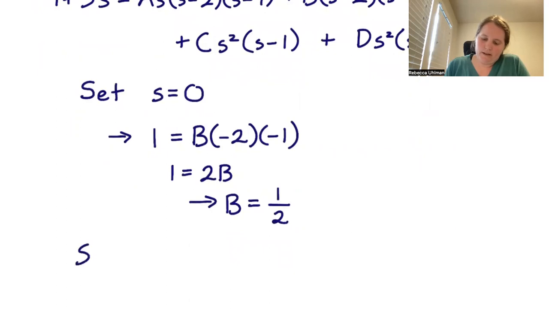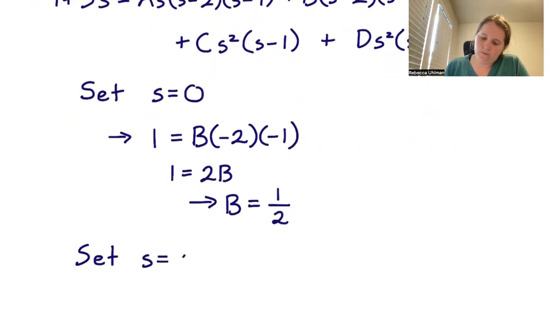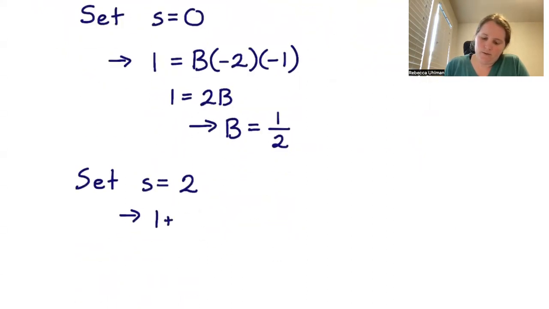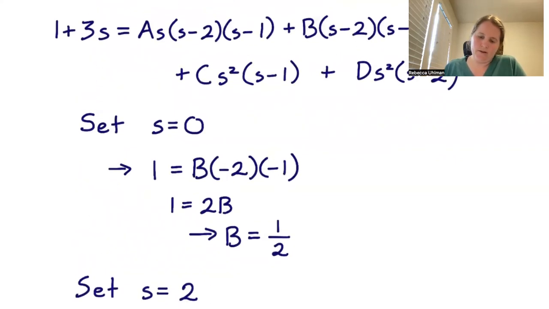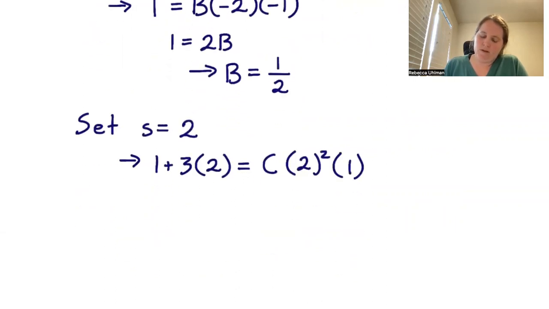If we set s equal to 2, then we are looking at 1 plus 3 times 2 is equal to, the only term without an s minus 2 is the c term. So that should be equal to c times 2 squared, and then times 2 minus 1, or times 1. So we have 7 is equal to 4c, and we get c is equal to 7/4.